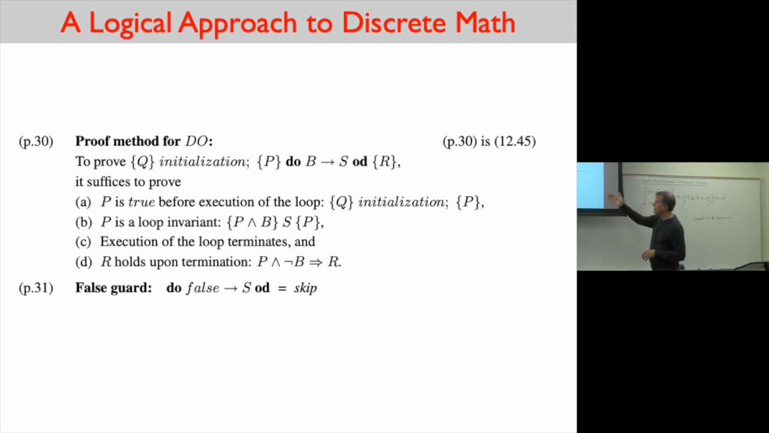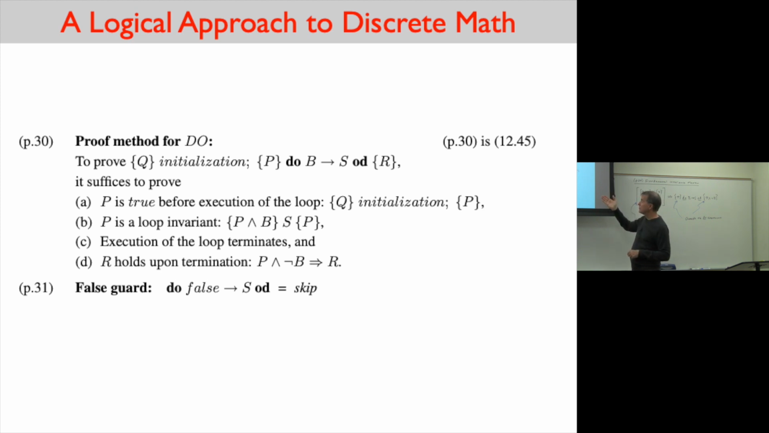So P.30 is a proof method for do. In the same way that when we had an if statement, we had a checklist, and we said to prove an if statement is true, we had A, B, C, D, that little checklist. Well, here's the checklist for the do statement. And it's based on this fundamental invariance theorem. And so here's the checklist. Okay?